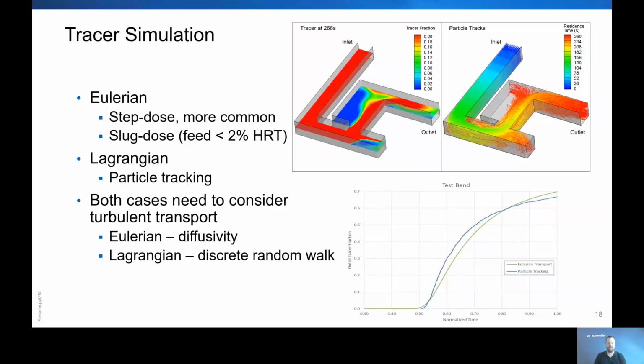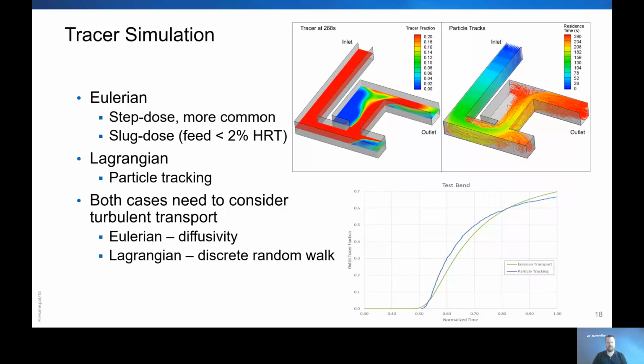Following simulation of the hydraulics, the tracer simulation is done. There's a number of ways this can be done, either Eulerian, simulating a step dose test, which is probably the most common now, or a slug dose test, which can also be done. It's a little bit less common. With a step dose test, it's fairly easy. You just change the influent to a conservative tracer with the same properties as water, and it's tracked through the system. The slug dose, you need to feed it for a period of time and then stop the feed and track it as it travels through.